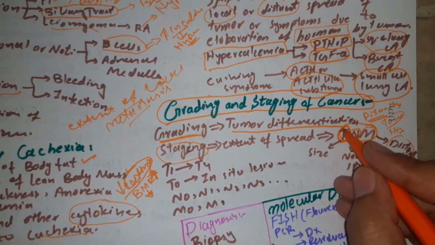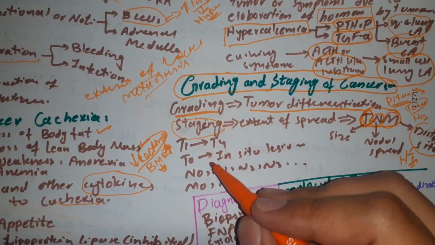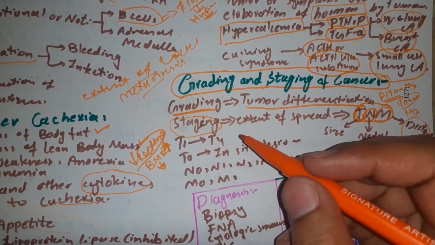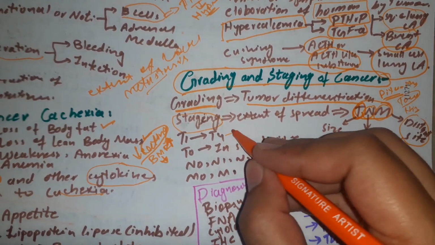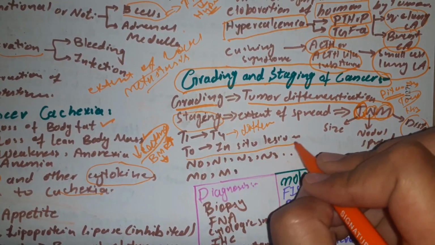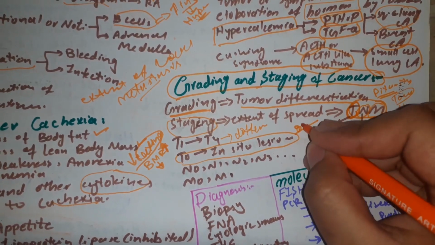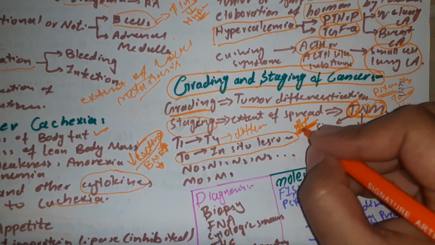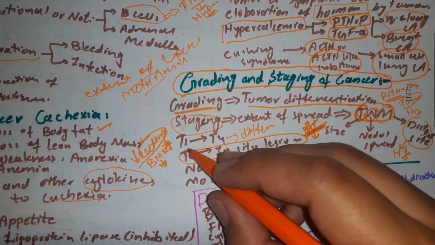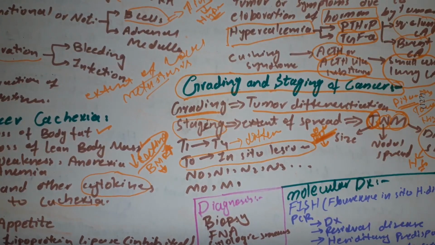So T is basically the size of the tumor. Depending upon the size, it can be T1 to T4, and T1 to T4 are different for different tumors, and T0 shows an in situ lesion. It means that this lesion is limited to the tissue itself. It has not crossed the basement membrane of the tissue. However, when it crosses the basement membrane, it is no longer an in situ lesion, it will be T1, and as it increases more, it will be T2, T3, and T4.